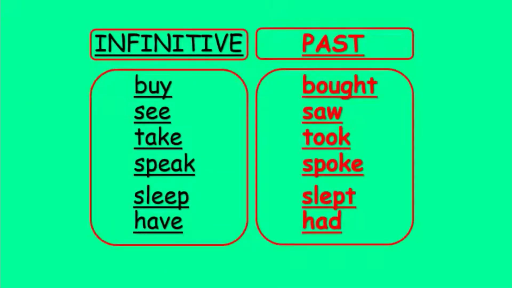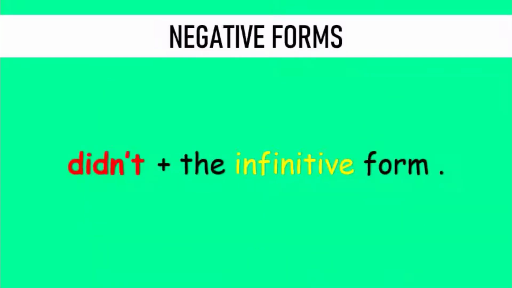More examples, more verbs. Buy becomes bought in the past. See becomes saw. Take becomes took. Speak becomes spoke. Sleep becomes slept. Have becomes had. Now let's move on to the negative forms of the simple past. We make the negative form of the simple past with didn't plus the infinitive of the verb.